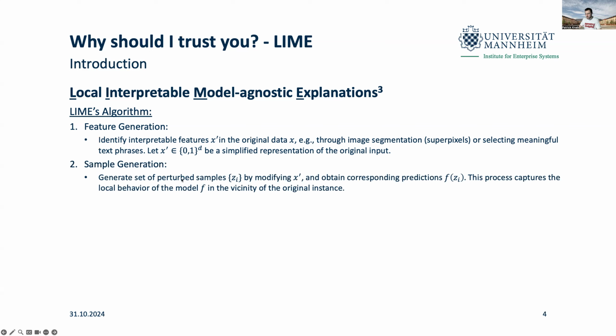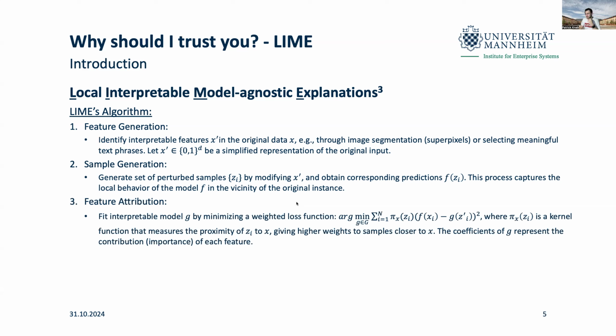In the sample generation, we're perturbing the samples to set I. This perturbation can happen by taking the mean value or taking a specific value like black or white. And as soon as we have perturbed those samples, we put them back into the model F that we want to explain. Therefore, this process captures the local behavior of the model F around the neighborhood of the original instance X.